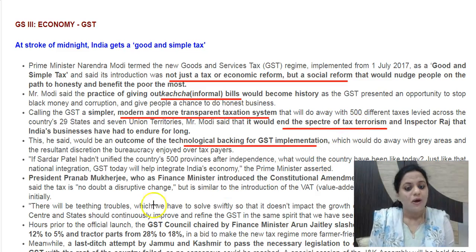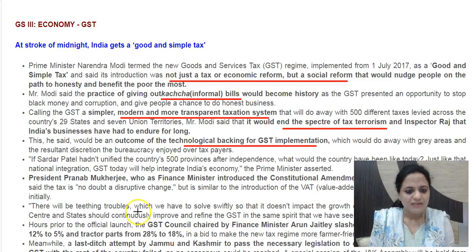Also, President Pranab Mukherjee, who inaugurated GST, has also spoken on the matter, and he was the one who, when he was the finance minister, introduced the constitutional amendment bill to implement GST in 2011. So of course this is history, it's not important now.